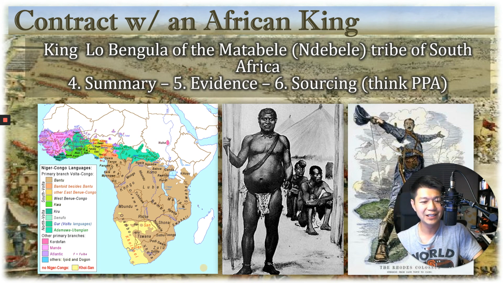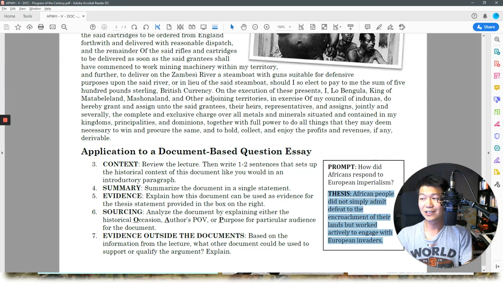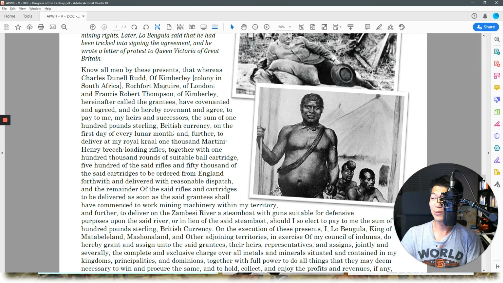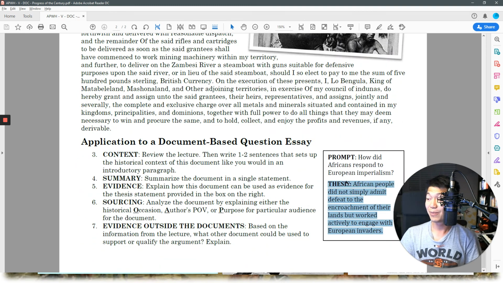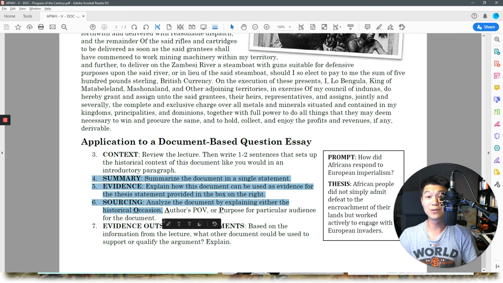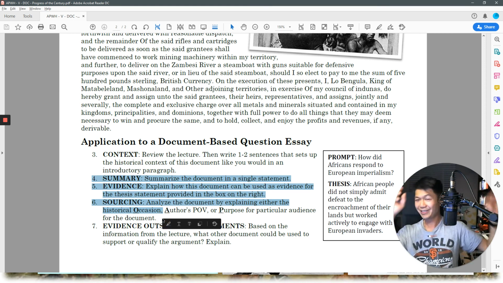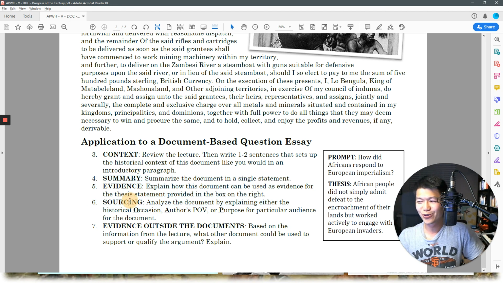So with that in mind, that should give you enough information to examine this document here, the contract with an African king. So go ahead and at this point, pause the video and answer numbers 4, 5, and 6. So again, pause the video, read this particular document, which is on this second part here. Check out, this is Lobengula, the king we're talking about, and answer 4, 5, and 6. So go ahead and pause the video right now. Okay, we're back. Hopefully you've done 4, 5, and 6.